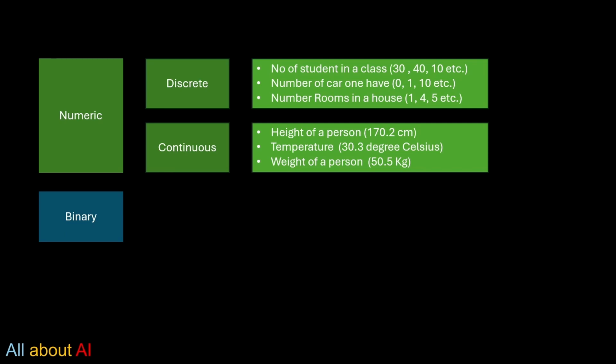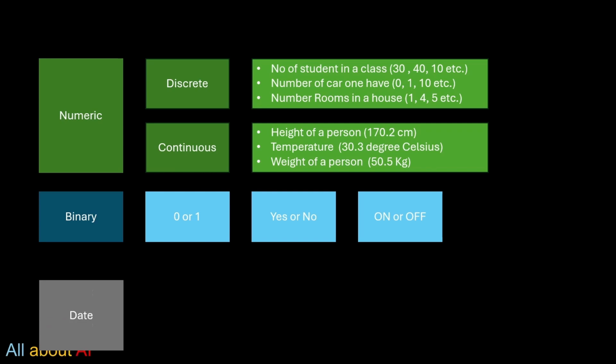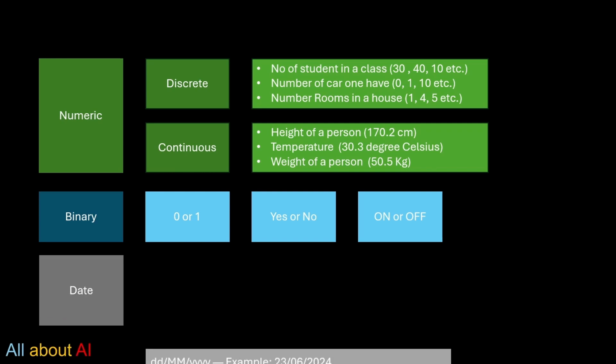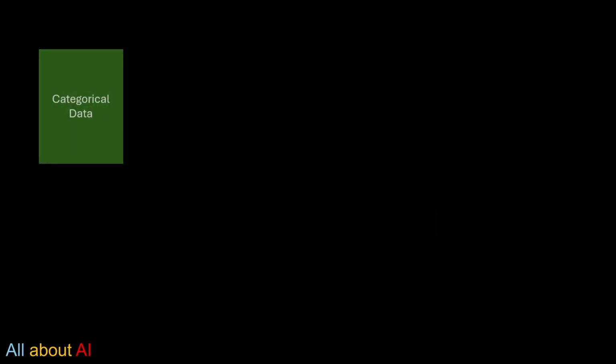Then we have the very well-known binary data, which has only two possible values, either say 0 or 1, yes or no, on or off, good or bad, something like that. Then we have date data. Again, it comes in various formats, like it could be MM/DD/YY, or it could also be with timestamps. So these are various examples of dates.